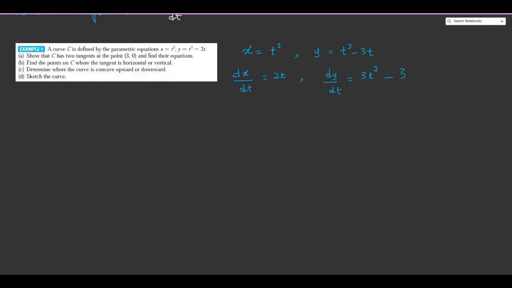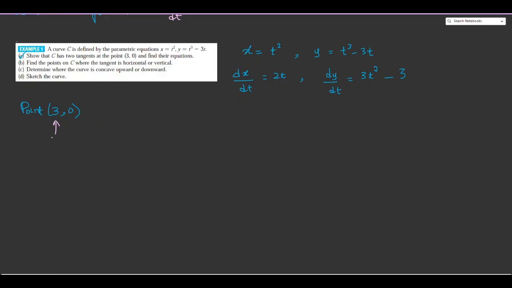Now in the first question, it says to show that this curve has two tangents at the point (3, 0). So suppose that we have some curve, and at this point we want to show that this curve has two tangents. These are the coordinates of the point, for example x equals 3 and y equals 0.